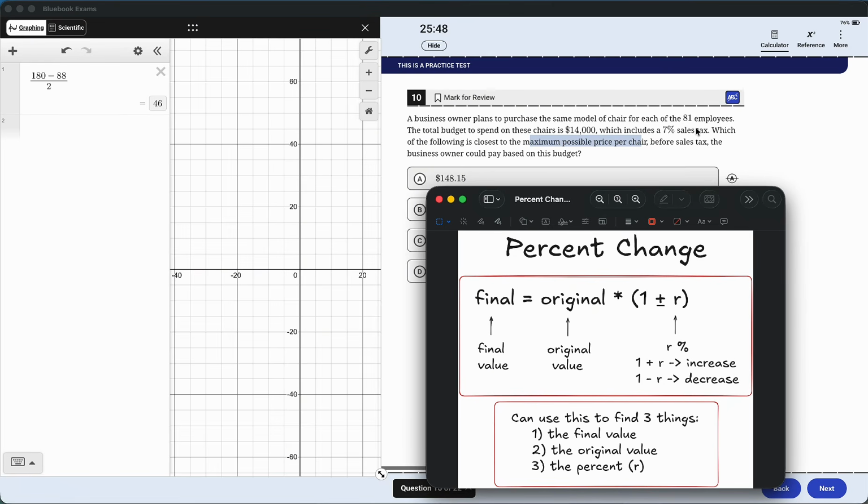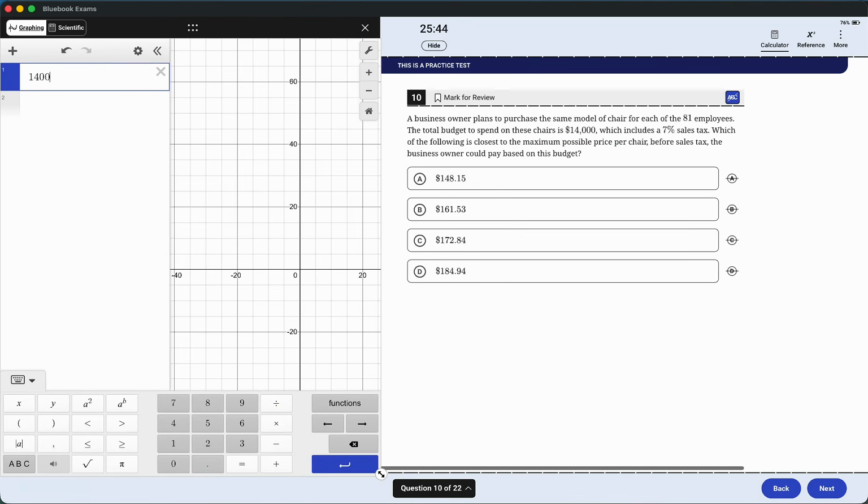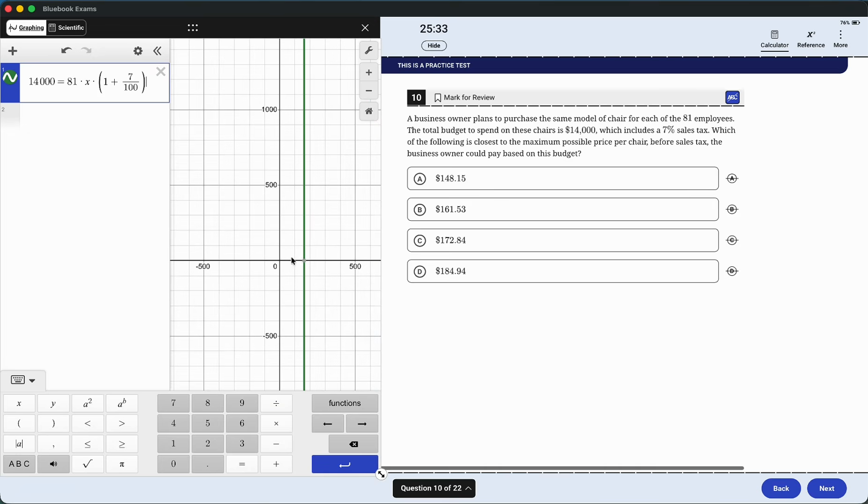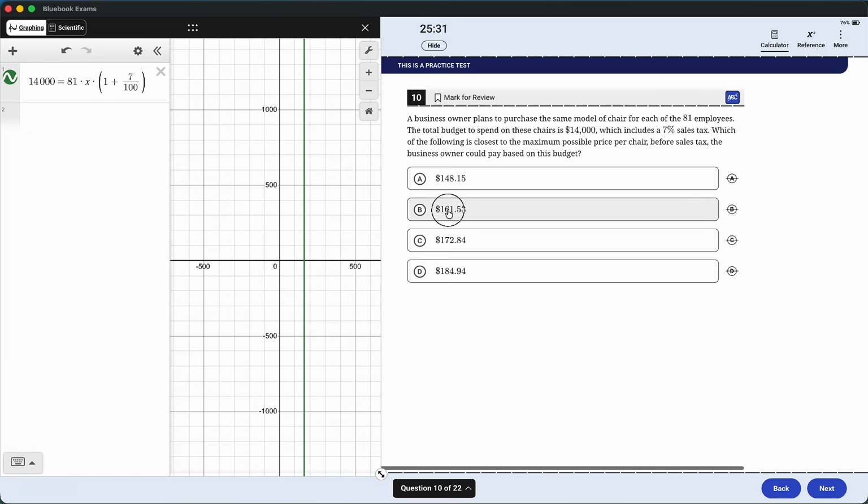And we have to include this 7% sales tax, which is going to be a percent increase, right? So I just type that in. Final equals the original. It's 81 chairs times some original price that we don't know, and then times 1 plus 7%. And so you see then Desmos will just solve it for us and we get our answer. So make sure you understand that percent equation.